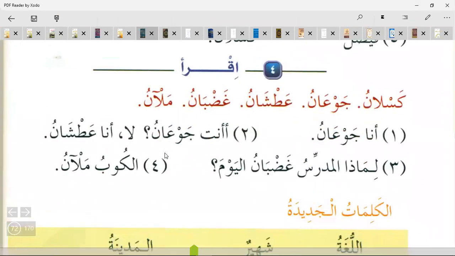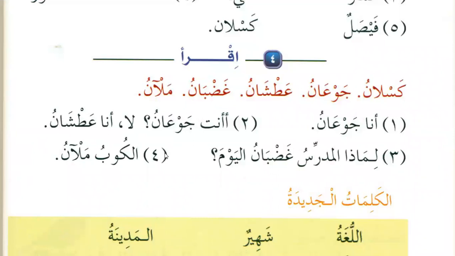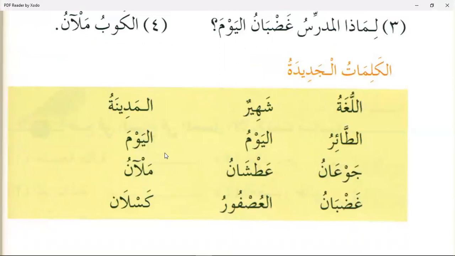Iqra, read. Who wants to read? Ms. Rahma, continue. Ana ju'an. Anta ju'an. Ana atshan. Limadha al-mudarrisu ghadban al-yawma? Limadha al-mudarrisu ghadban al-yawma. Al-kubu malanu al-kalimatul jadida. Who wants to read? What is the meaning of al-kubu? Al-kubu, the cup, the glass.